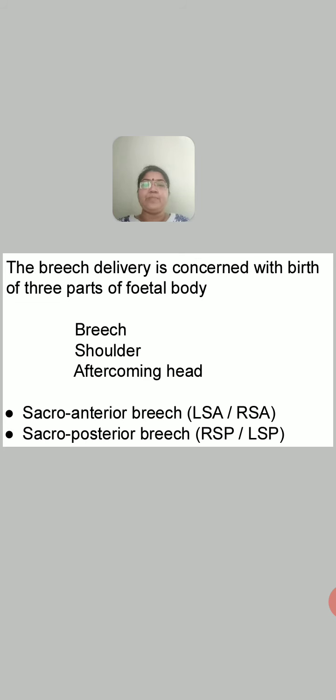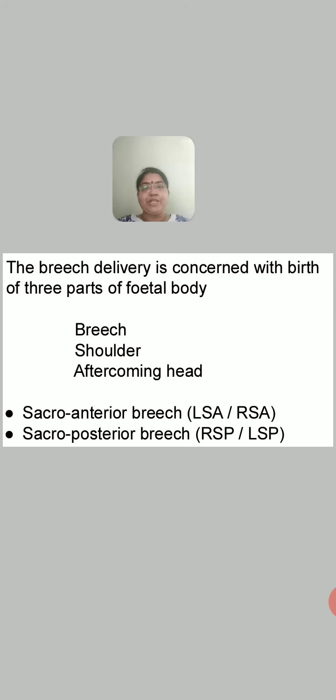Whenever there is breech labor, we are mainly concerned with the delivery of three parts of the body. These parts are the breech, shoulder and after-coming head. The head is the last part to be delivered in breech presentation, so it is called the after-coming head. So we are concerned with the delivery of these three important fetal body parts: breech, shoulder and after-coming head.